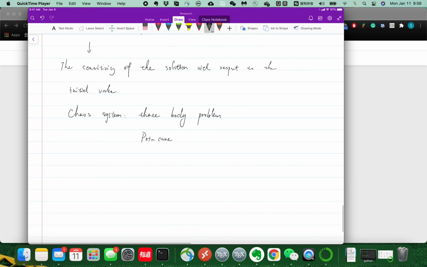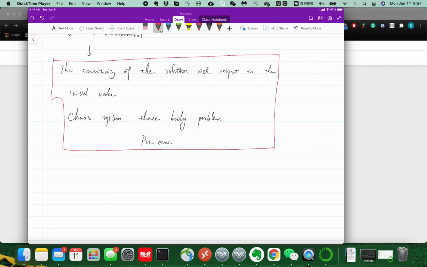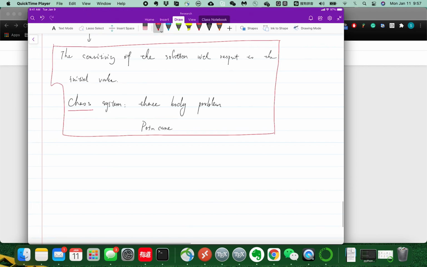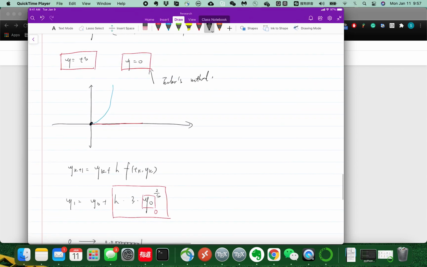So if you're interested in this side topic, the sensitivity of the solutions with respect to the initial value, especially if you want to factor in the precision of your measurement at the beginning, you better look this up. The keyword is chaos system, and the Lorenz equation and the three-body problem are problems that fall into this category. That is going to be difficult to analyze. All right. So from here we can see, number one, we do have a uniqueness theorem, and it's fairly important.